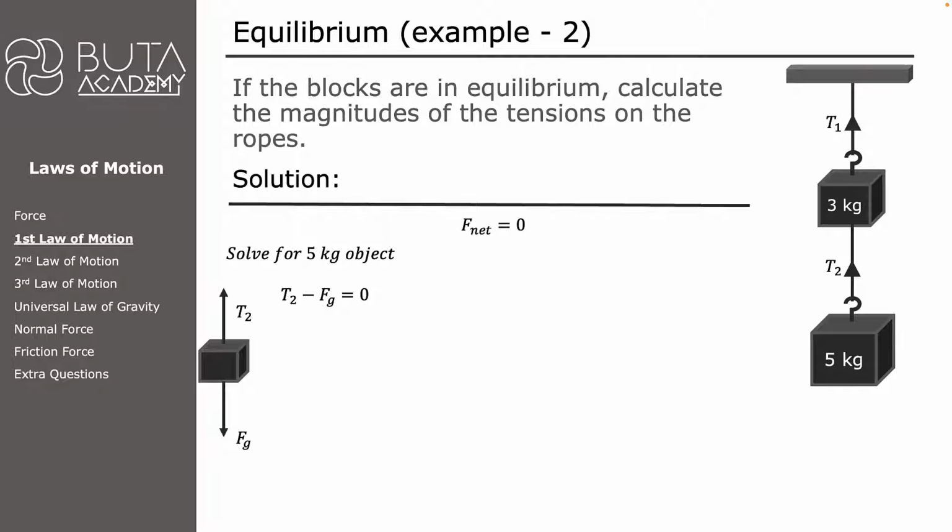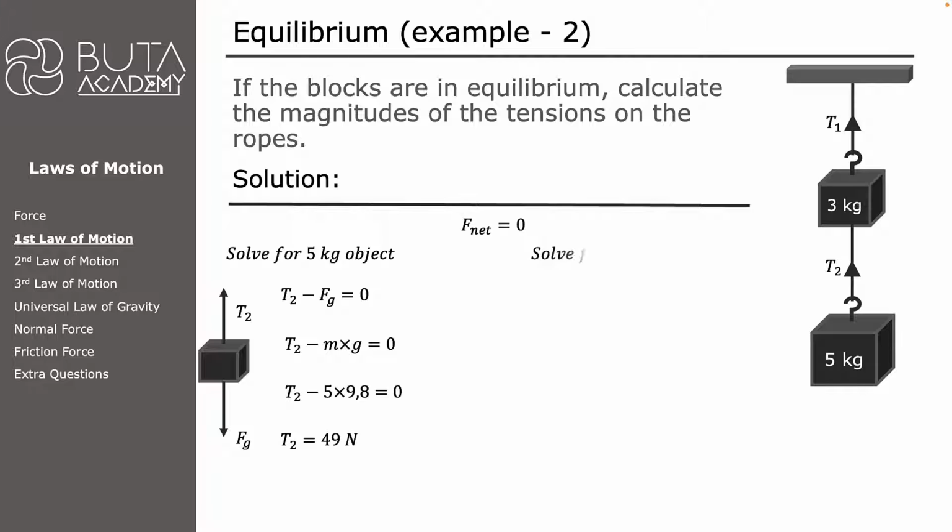Force of gravity is equal to mass times gravitational acceleration. The object is 5 kgs, so after substitution, the equation will be T2 minus 5 times 9.8. As a result, tension force on the second rope is equal to 49 newtons.